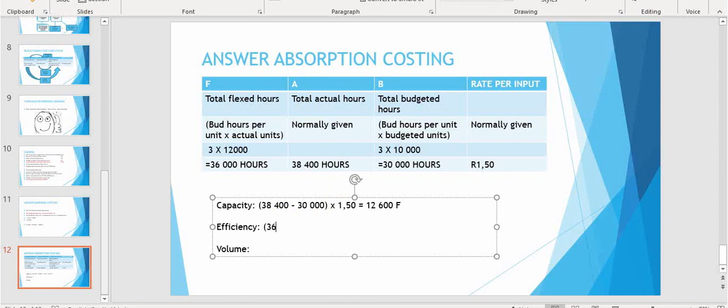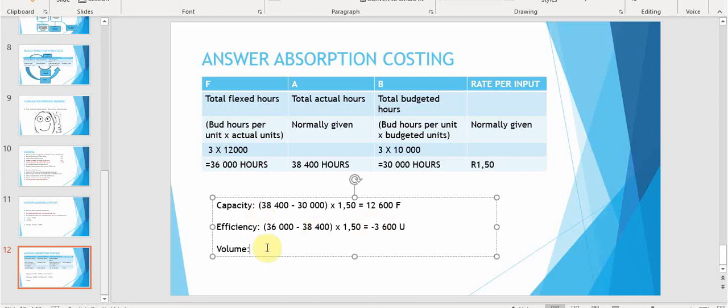My efficiency variance is the flexed, so it is the left minus the middle. That is then 36,000 minus 38,400 in the middle, times the rate of R1.50, and that gives me on my calculator a negative answer of 3,600 unfavorable.